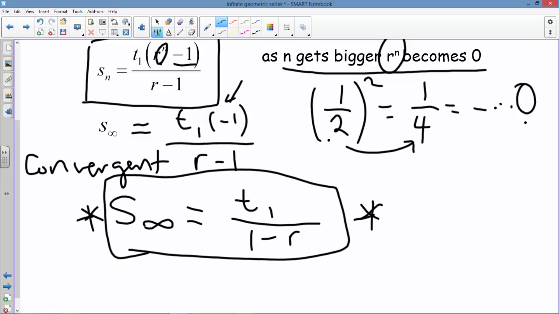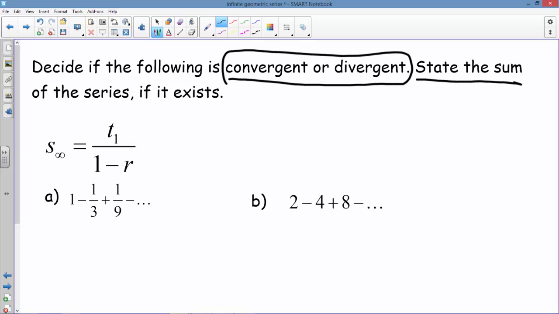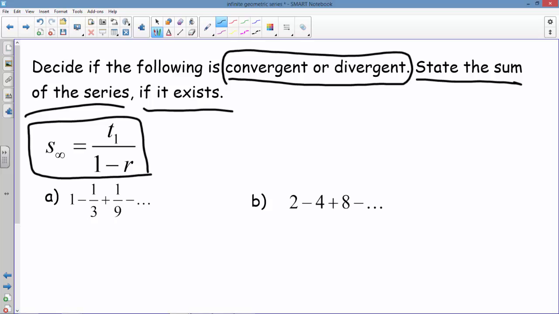So we're going to do a couple of examples just so that you get comfortable using this formula, and then you can try the quiz. Okay, so the first step is to decide if the following is convergent or divergent, and then state the sum of the series if it exists. Again, if it's divergent, it will not exist. So I wrote down the formula for you so you have it. The sum of an infinite series is the first term divided by 1 minus the common ratio.